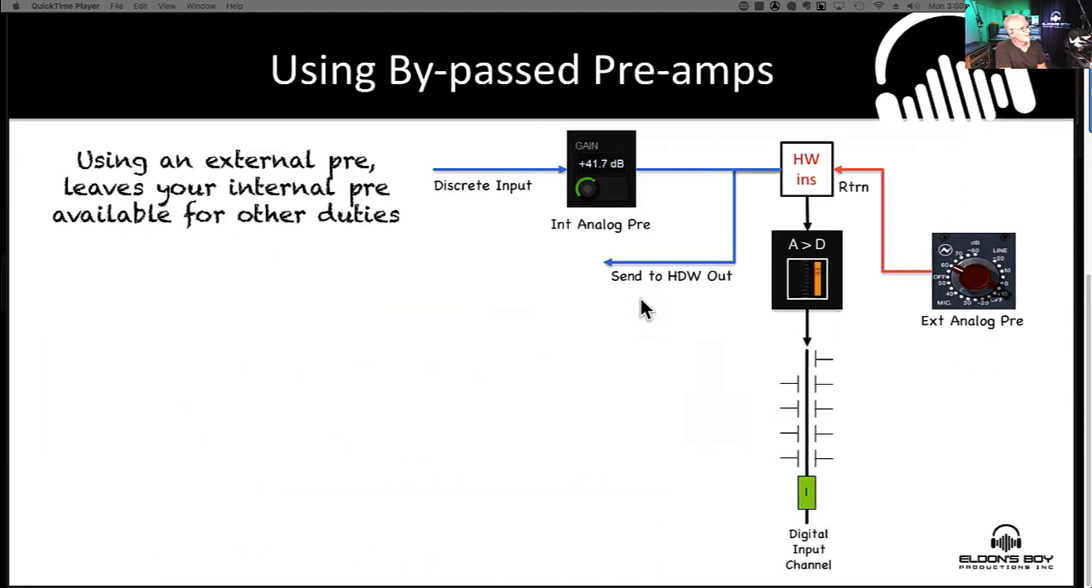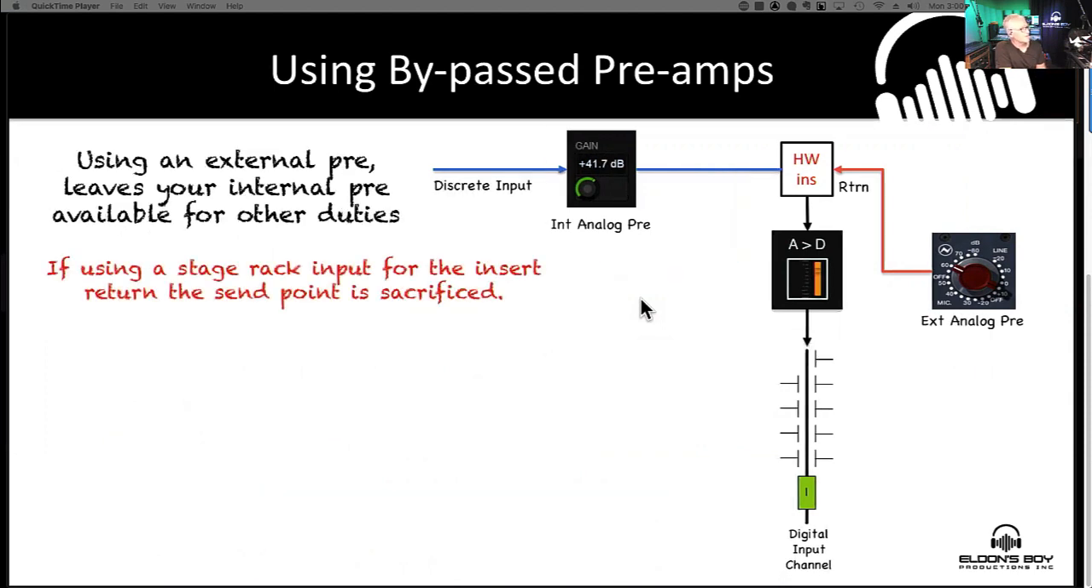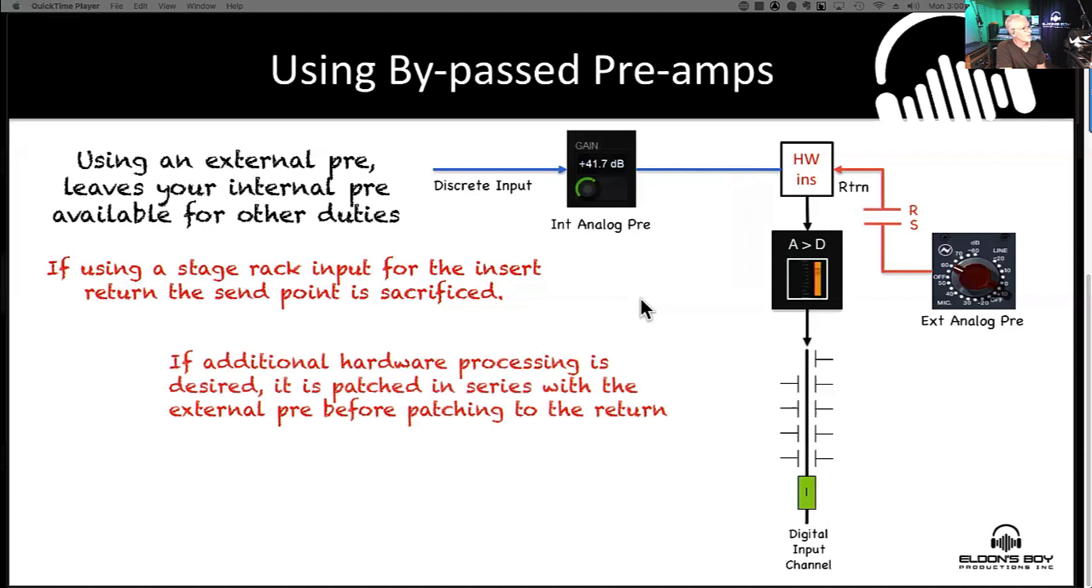Let's take a look at another scenario here. If you're using the stage rack input for the insert, then you lose that internal preamp, and you lose its send point. Those have been eaten up now. You don't have the ability to access those.